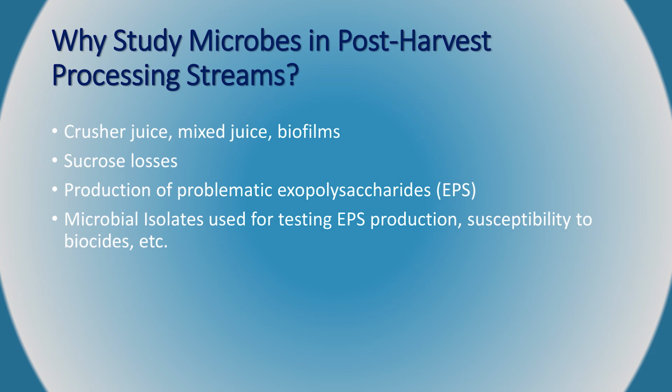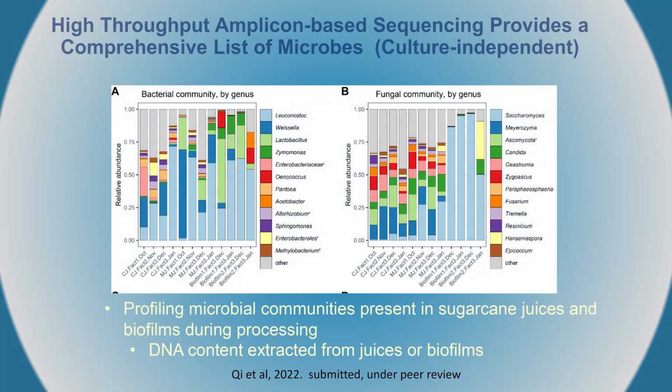So the first thing, though, I want to show you is a culture-independent technique that we've done. And this is to do a profiling of the microbial communities present in the juices and biofilms in the factories. And the technique we used is called amplicon-based sequencing. And this is really nice because it gives us a comprehensive look at all of the microbes present in the factories.